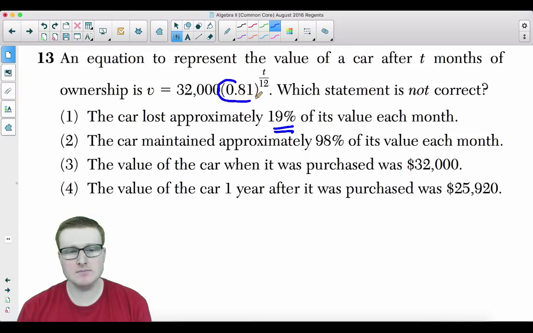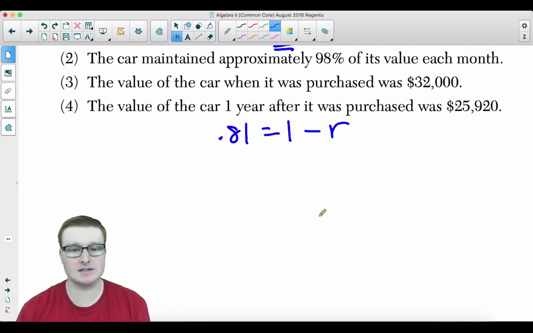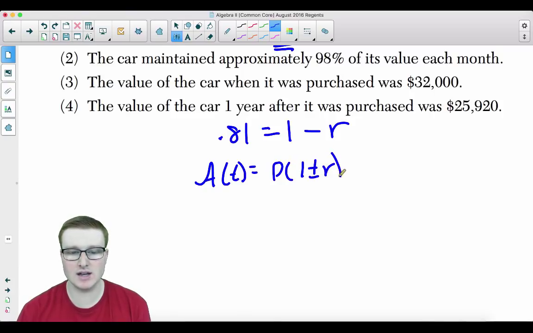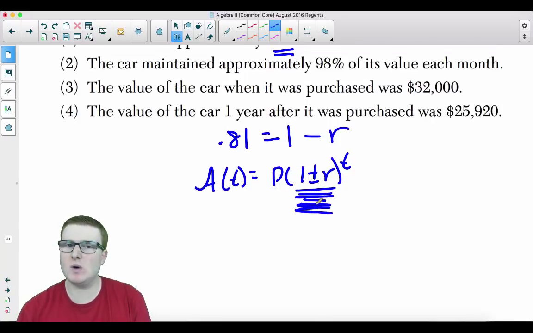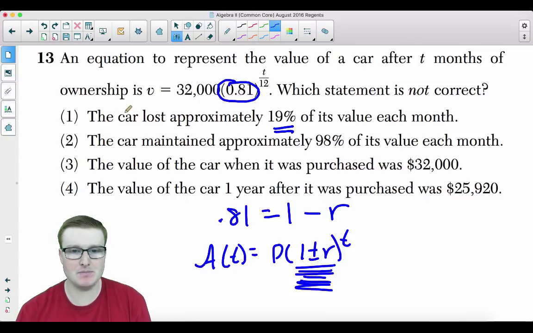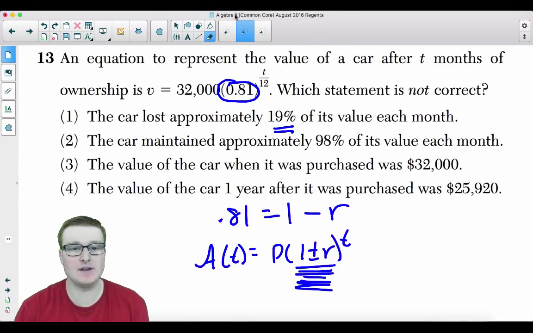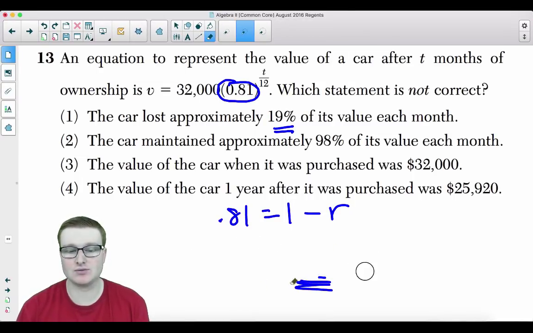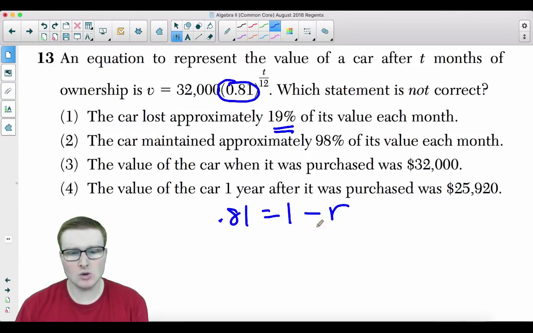Well, if you look in here, 0.81 is always equal to 1 minus the rate. Remember, it's going to come back over and over again. A of t is equal to the principal times 1 plus or minus the rate raised to the t power. This inside is the 1 minus the rate. And the reason why it's minus is because the car is depreciating. The car always depreciates when you buy it. Unless you have a vintage car or a mint condition car that's really rare, then that would appreciate, but most cars depreciate. So we know that the rate is decreasing by 19%.